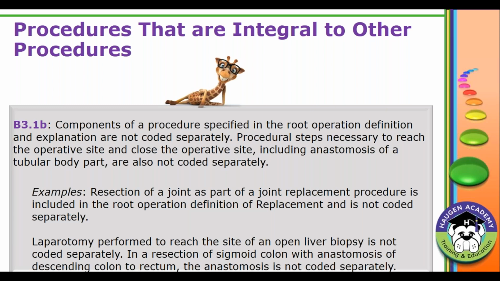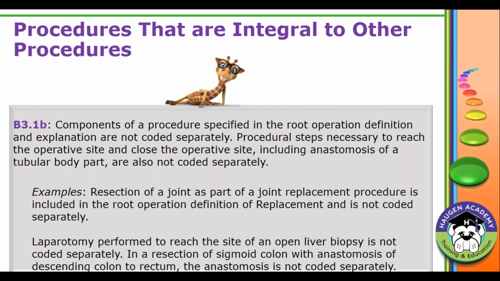And what they say is that components of a procedure specified in the root operation definition are not coded separately, and procedural steps necessary to reach the operative site and close the operative site, including anastomosis of a tubular body part, are also not coded separately. And they give a couple of examples here. First of all, resection of a joint as part of a joint replacement. All you code is a code for joint replacement. You don't code the removal of the femur and the portion of the acetabulum before they put in the prosthetic device. And then laparotomy performed to reach the site of an open liver biopsy is also not coded separately.